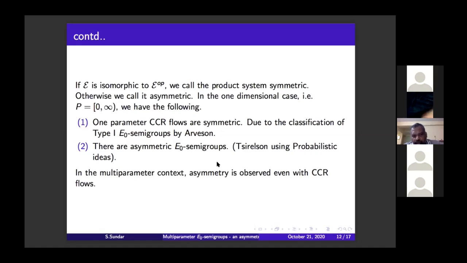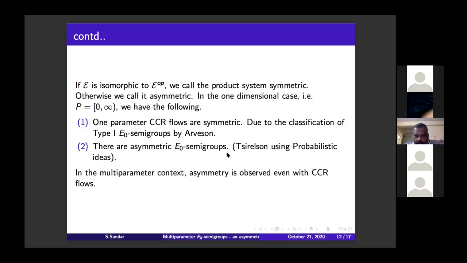What I want to discuss is that in the multiparameter context, asymmetry is observed even with CCR flows. Even CCR flows fail to be symmetric. That is somewhat disconcerting at present, but it is not so much, because the multiparameter isometric representations are complicated themselves. The one parameter isometric representation has a simple description due to the Wold decomposition, but in the multiparameter case, you don't have such a thing. That's why asymmetry is observed even with CCR flows.